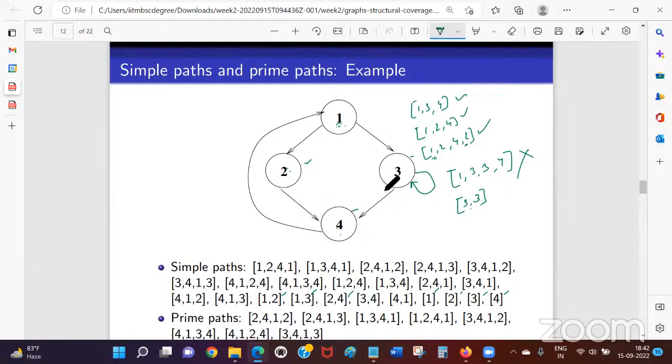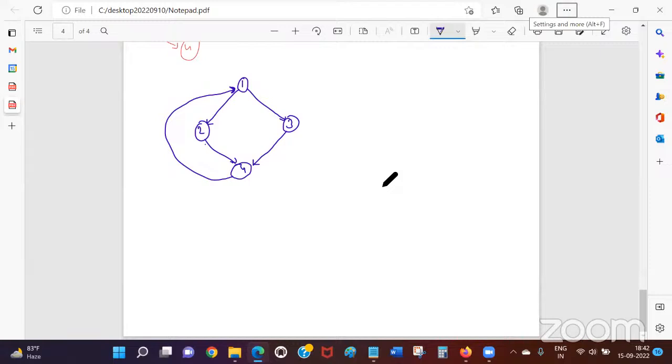Are you getting it or having a problem? Shall I go for the image? Okay, let me do it with the images only. I think it will be easier. Let's forget about the final. So it's 1, 2, 3, 4. These are my paths with length 0. With length 1, what can I have? For 1, I can have 1, 2. And I can have 1, 3.